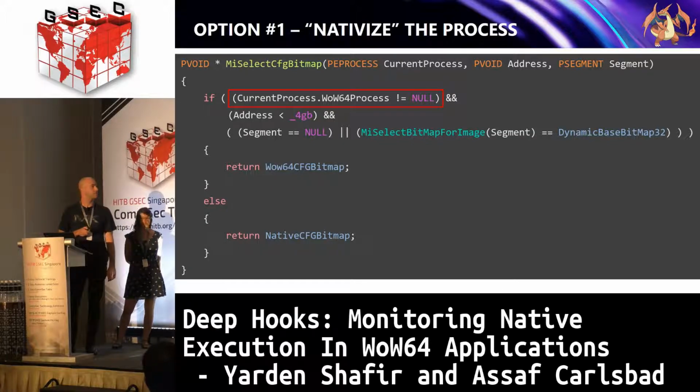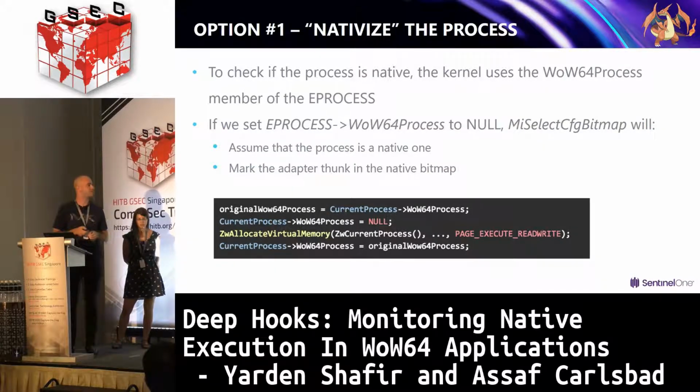So with that in mind, we came to some sort of a DKOM-based solution, a direct kernel object manipulation solution, in which right before we allocate memory for our adapter func, we simply go out to the EPROCESS structure, reach this specific member, and just zero it out or nullify it. And this will basically trick MiSelectCfgBitmap into thinking that we are allocating executable memory in the context of a native 64-bit process, and thus our adapter func will be marked as a valid call target in the native CFG bitmap. Of course, after memory for the adapter func has been allocated, we should restore the original value of this pointer, otherwise bad things might happen.